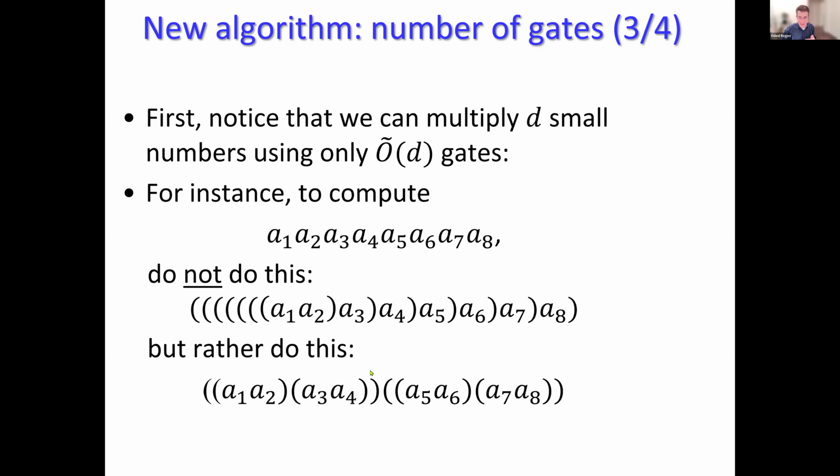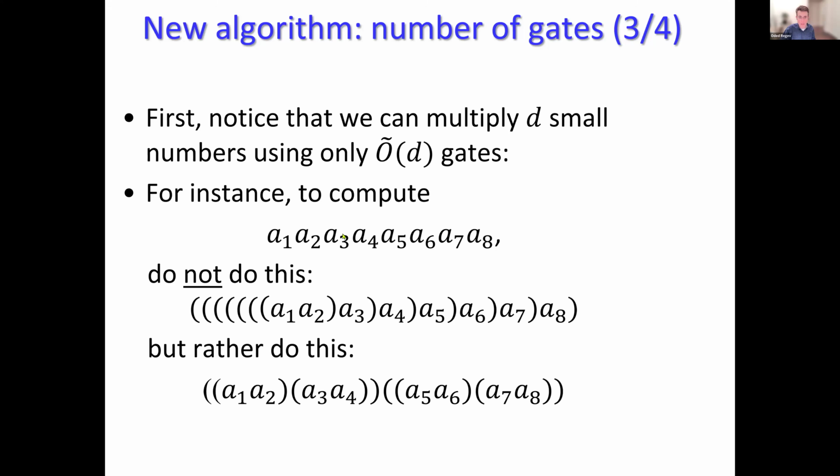Like in the halfway of the computation, you'll have numbers that are d bits long already, and each additional multiplication will take additional d gates. So you end up with something like d squared, because it's like arithmetic, like 1 plus 2 plus 3 plus 4 up to d. So you end up with something like d squared gates here. But obviously, this is not the way to do it.